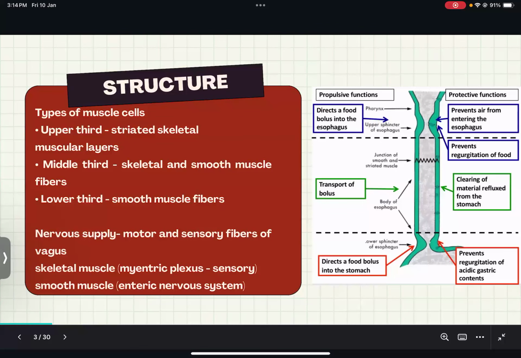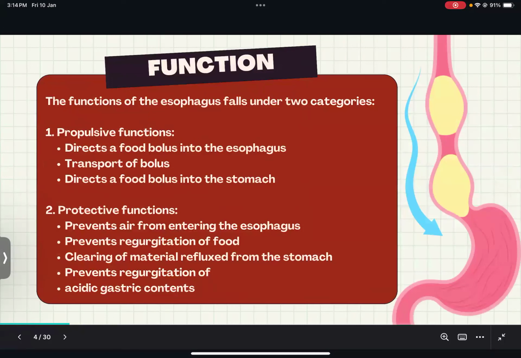Okay. On this image right here, you can also see the different kinds of functions. I'll be going over them in the next slide. The functions of the esophagus fall under two main categories. The first is propulsive, and the second is protective. When I say propulsive, what word comes to your mind?